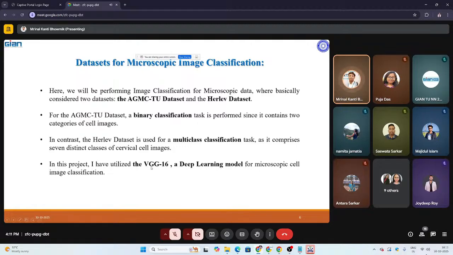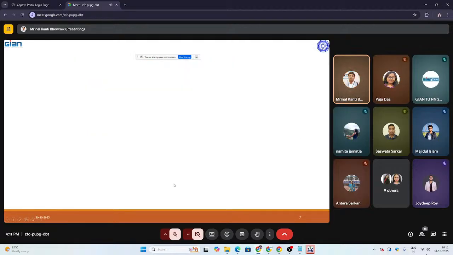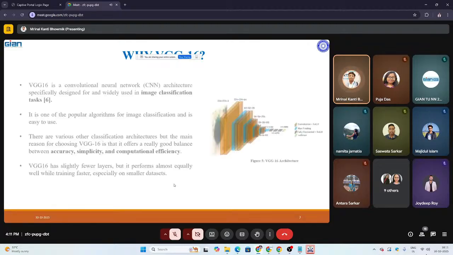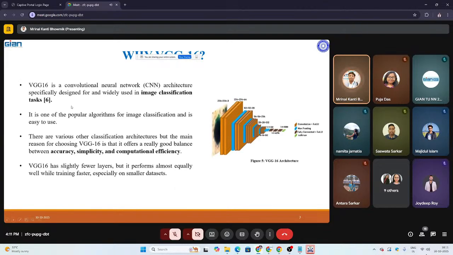In this project, I have utilized VGG16, a deep learning model, for microscopic cell image classification. So why have I taken VGG16? VGG16 is a convolutional neural network, that is a CNN architecture, which is specifically designed for and widely used in image classification tasks. It is one of the popular algorithms for image classification and is also easy to use. There are various other classification architectures also.